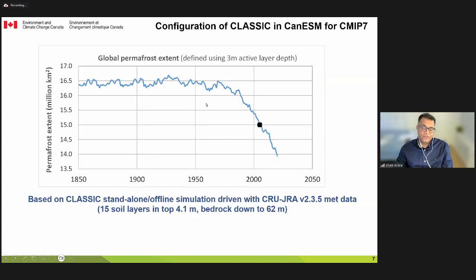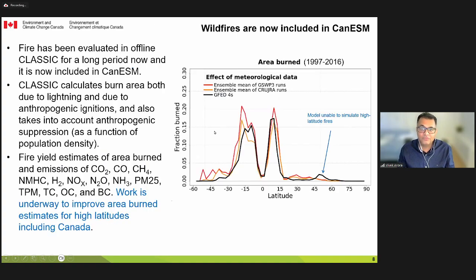And our offline simulations show that when we have this profile with 15 soil layers in the top 4 meters, we started around 16.5 million square kilometers, and as the climate warms over the historical period, around the year 2005, bang on, we are at 15. Of course, this is a coincidence, but the model seems much more realistic in terms of permafrost extent. So when all this is evaluated in the coupled model, we're hoping that permafrost extent would be better than the 3 million square kilometers that we had for CMIP5.